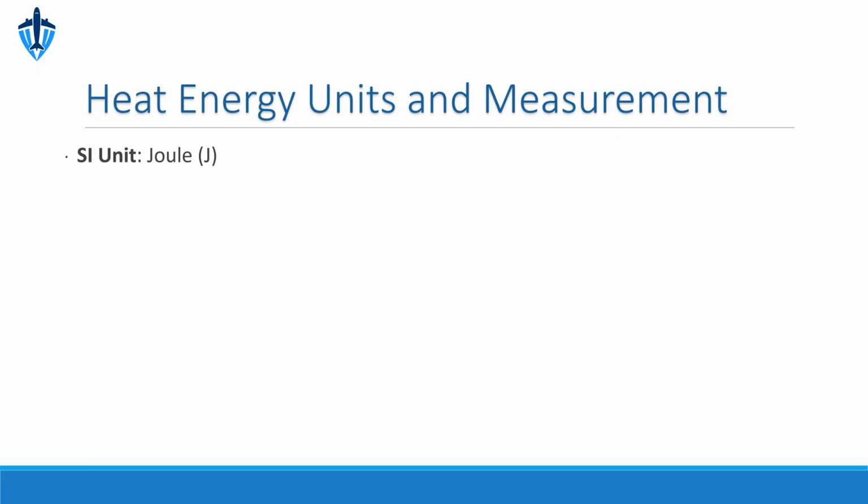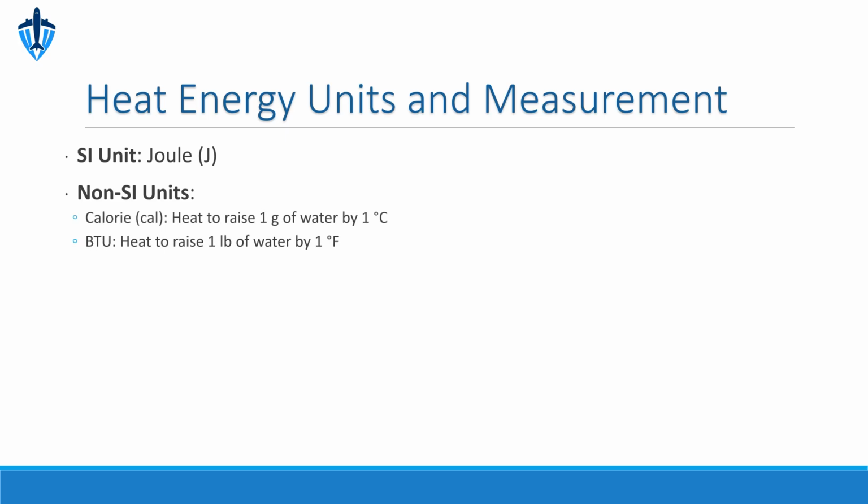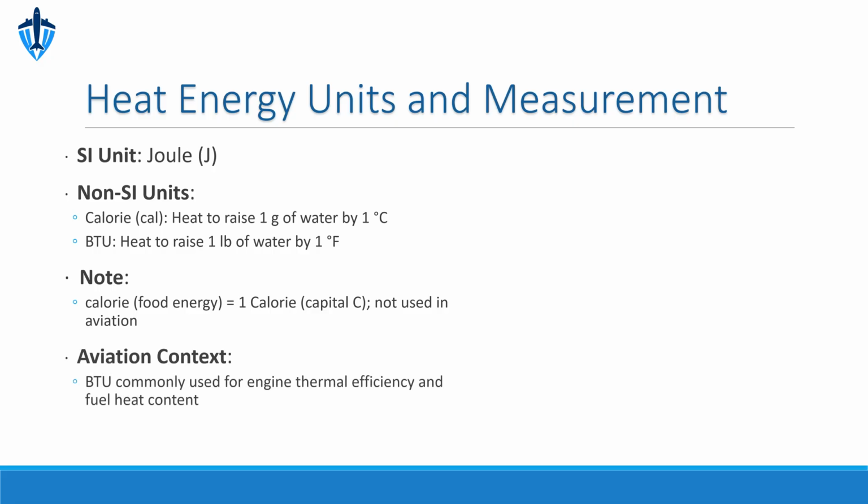Heat energy is measured in joules in the SI system, but two traditional units remain relevant: the calorie and the BTU. 1 calorie raises 1 gram of water by 1 degree Celsius. Note, this is distinct from the food calorie with a capital C. 1 BTU does the same for 1 pound of water by 1 degree Fahrenheit. In aviation, we rarely use calories or grams, but BTUs are standard when discussing engine efficiency or fuel energy content.